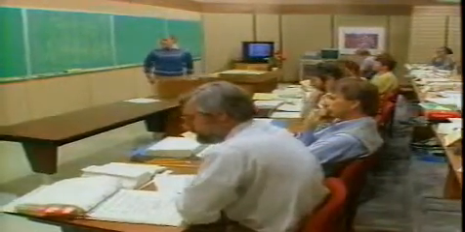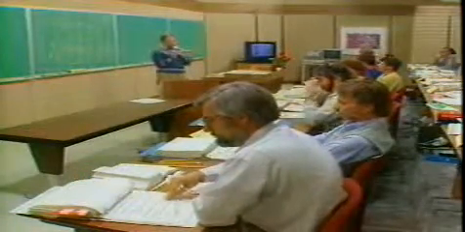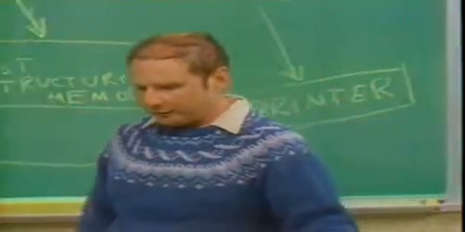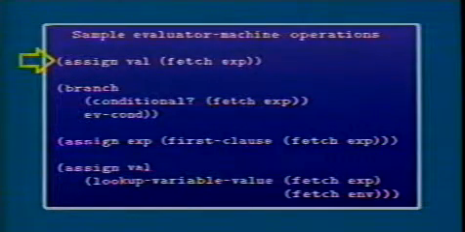Well, how about the data paths? This machine has a lot of special operations for Lisp. So here's some typical data paths. A typical one might be, assign to the val register the contents of the exp register. That's, in terms of those diagrams you saw, a little button on some arrow.